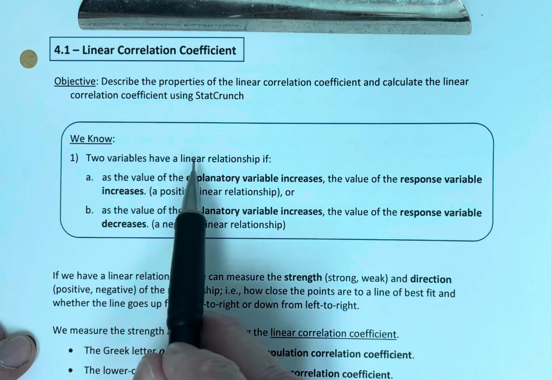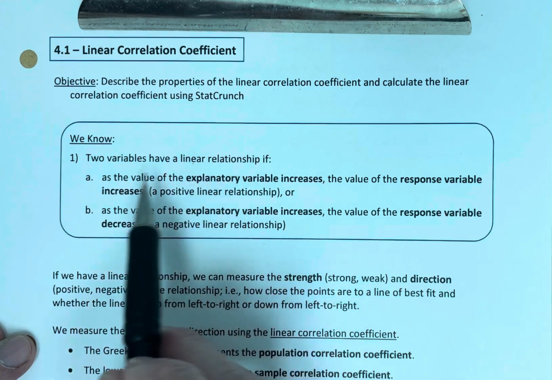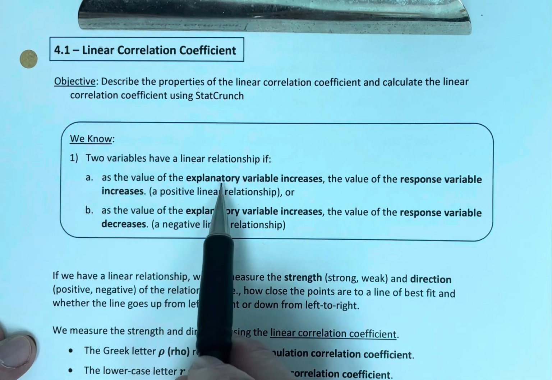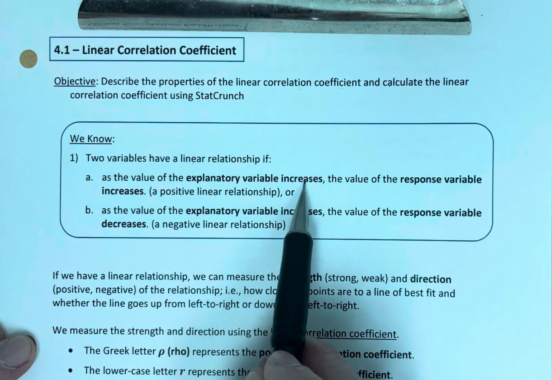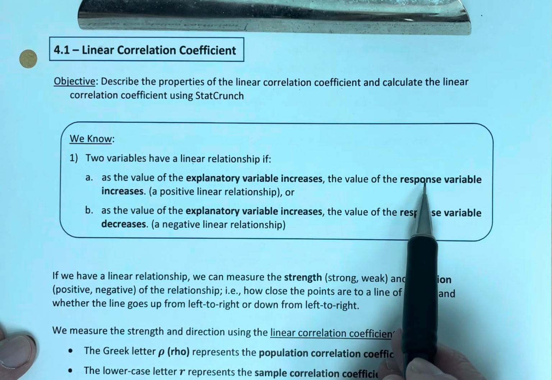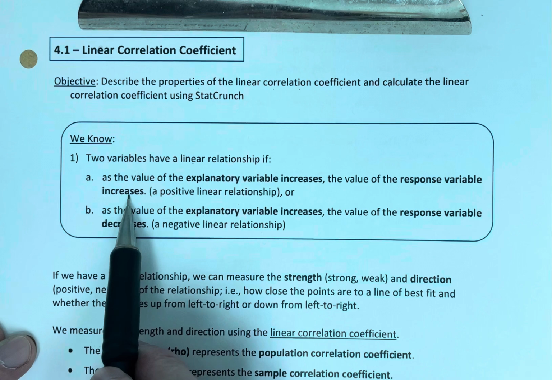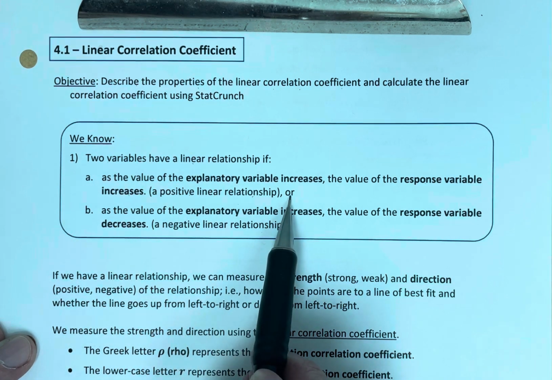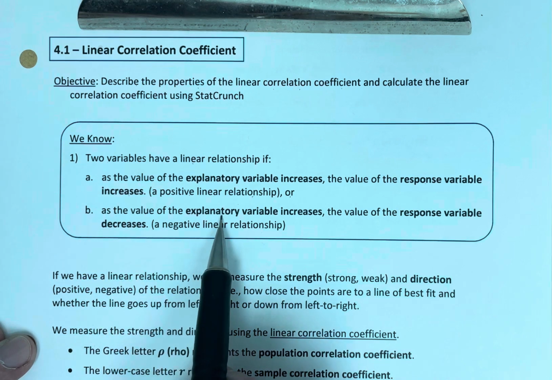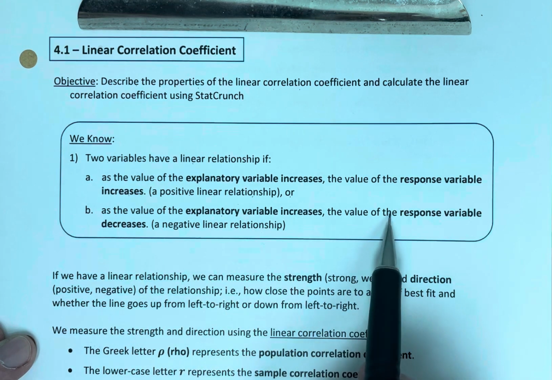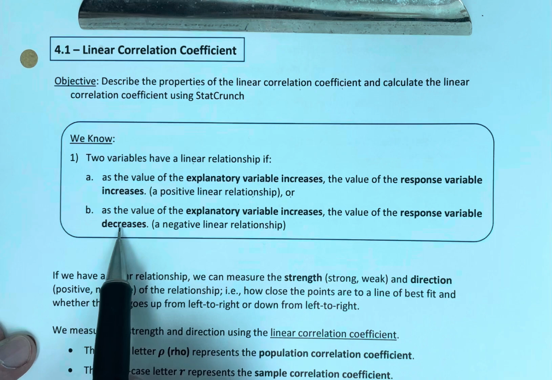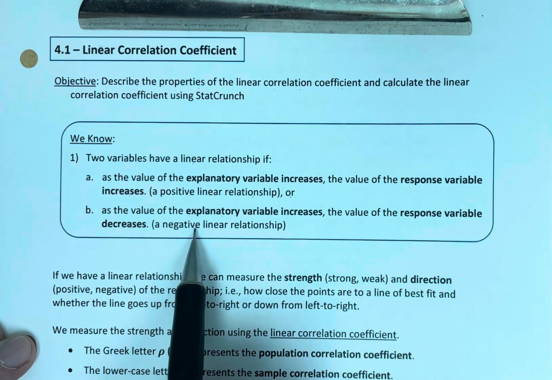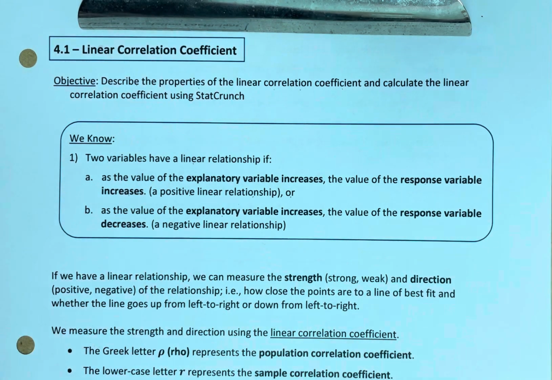Two variables have a linear relationship if, as the value of the explanatory variable increases, the value of the response variable increases. That's a positive linear relationship. Or, as the value of the explanatory variable increases, the value of the response variable decreases. That is a negative linear relationship.